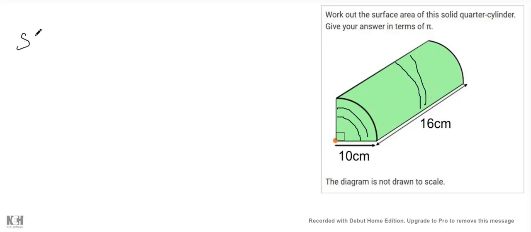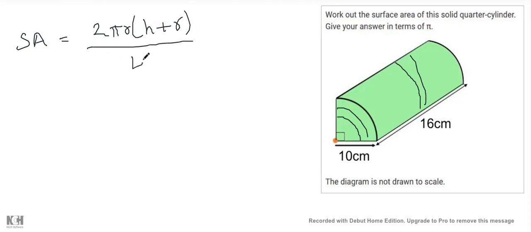So I can write the surface area as the surface area of the complete cylinder, which is 2 pi r (h plus r), over 4. But this is not the end, since there are two other areas which we have to take, which is this and this. The 3D figure will tell you that these two parts are basically two rectangles, whose dimensions are 10 centimeters and 16 centimeters.